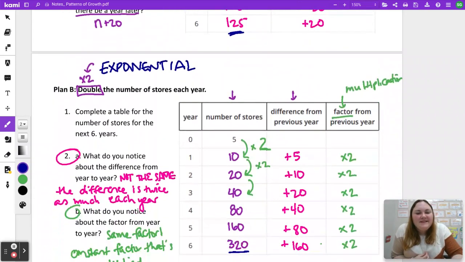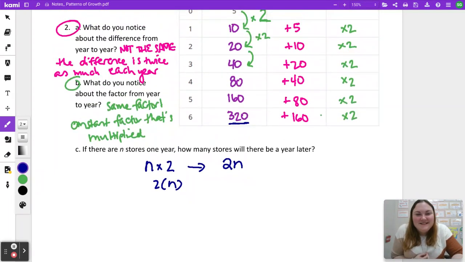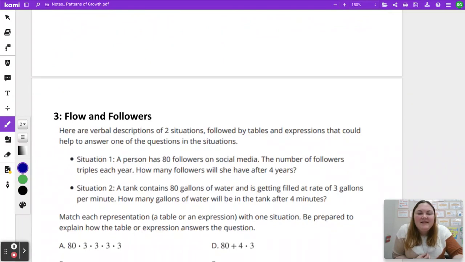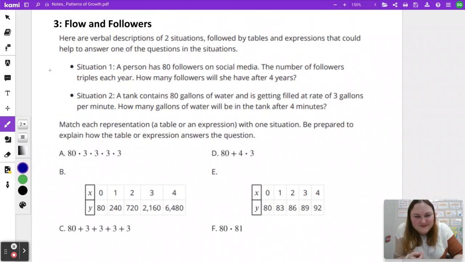So to help us with this last part here, this last part is going to give us a little more practice on identifying these different types of relationships. And we're really going to be focusing in on all of the math we've seen so far. So we've seen different math expressions, and now we've seen some tables, and being able to see which one of these we can use to represent two different situations. So for this last part here, we've got verbal descriptions of two situations, followed by tables and expressions that could help answer one of the questions in the situations.